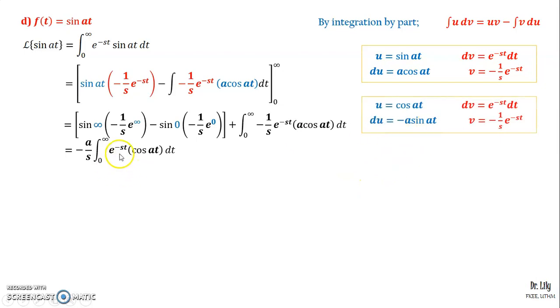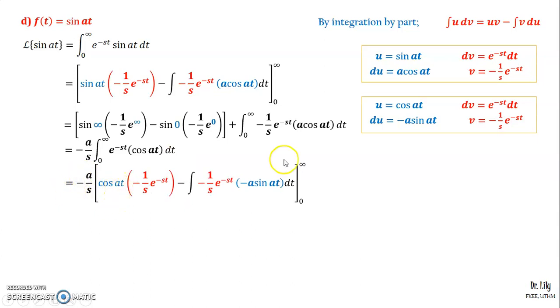Okay. So dekat ini maknanya dia punya u adalah cos at dan dia punya dv adalah eksponen negatif st dt. Okay, so sekali lagi you differentiate u, you akan dapat negatif a sin at. You integrate dv, you akan dapat v is equal to negatif 1 per s eksponen negatif st. Okay, so kita repeat this process again. So you masukkanlah u dv, u v minus integrate v du. Okay, so daripada sini you masuk kat sini lah.